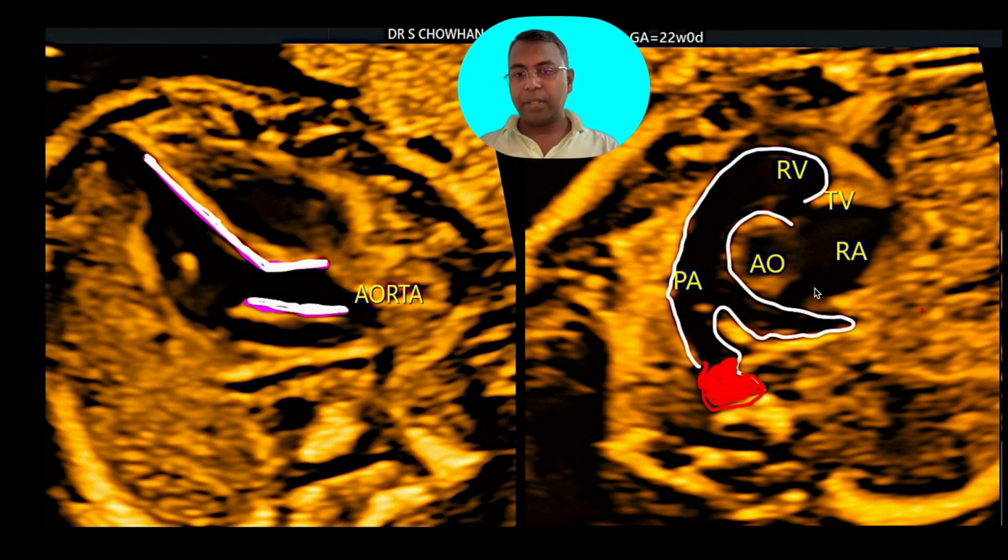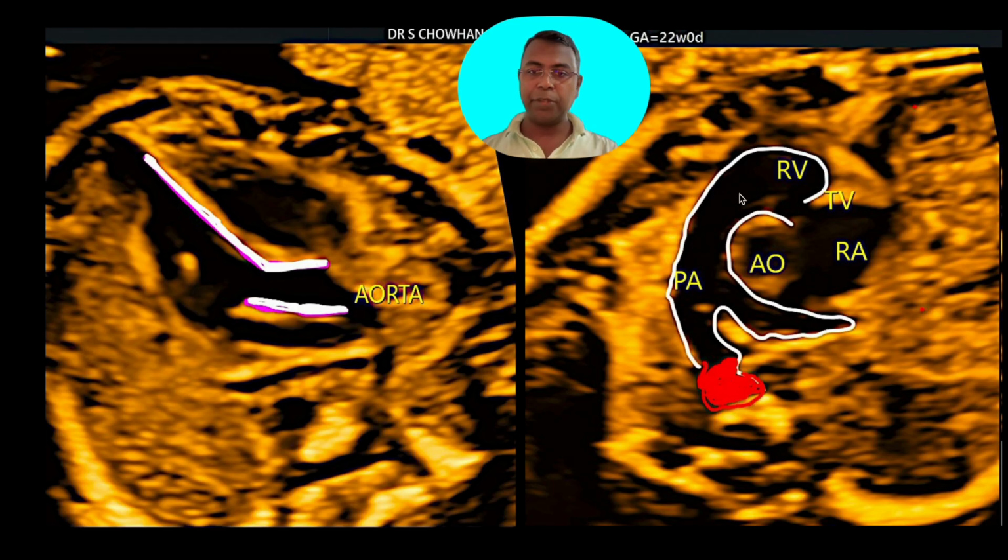This is the RVOT view where we can see the right atrium, this is the tricuspid valve, and this is the right ventricle. From the right ventricle we can see a clear-cut pulmonary artery arising. This is the right pulmonary branch. This right pulmonary artery continues as the ductus arteriosus, and it joins the descending aorta.